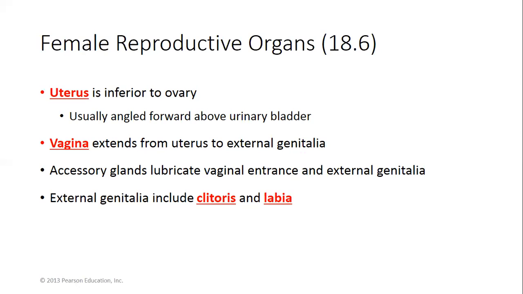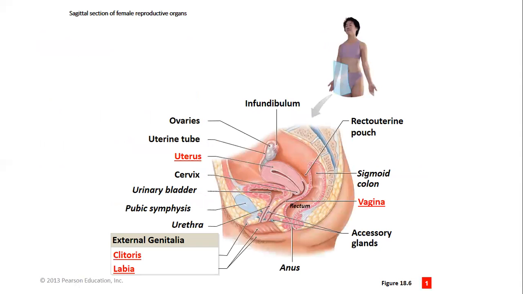And there's a few accessory glands. Again, I mentioned those accessory glands that are around the vaginal entrance. They're there mostly for lubrication of that vaginal canal and the external genitalia during intercourse. And those external genitalia are the clitoris and labia. So we'll talk about those along the way.